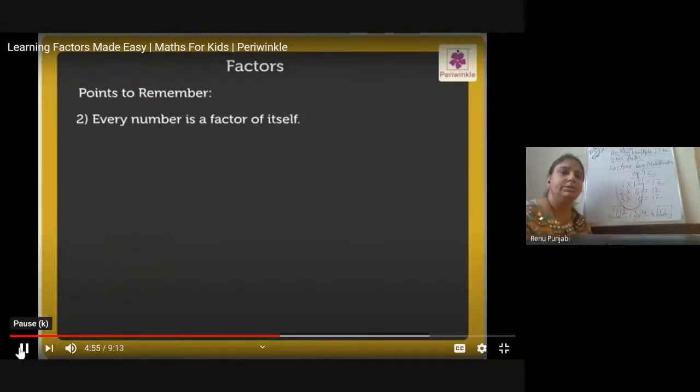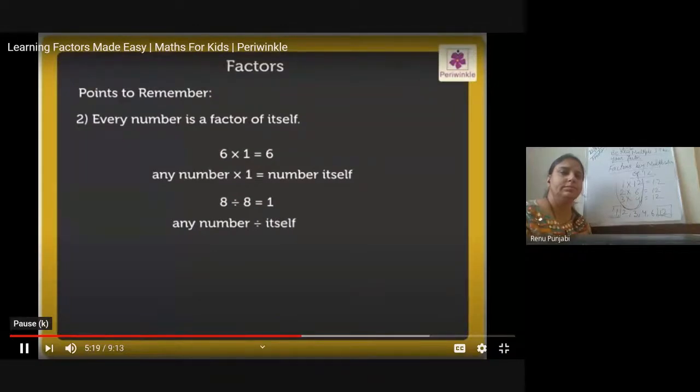We know that 6 into 1 is equal to 6. 8 divided by 8 is equal to 1. Thus, any number multiplied by 1 gives the number itself as the product, and any number divided by itself gives 1 as the quotient. Hence, every number is a factor of itself.